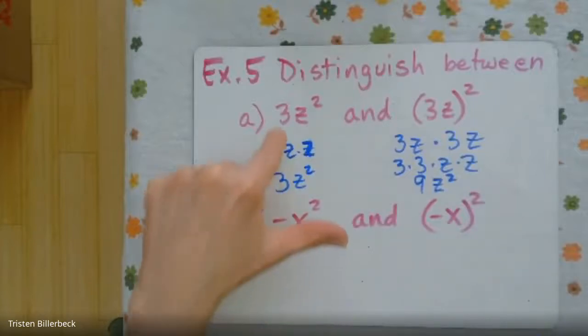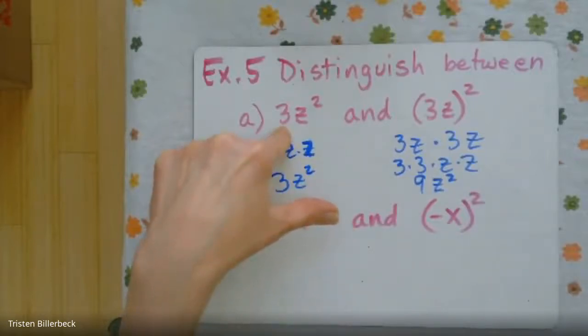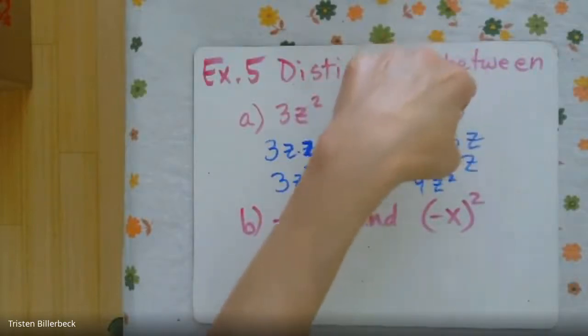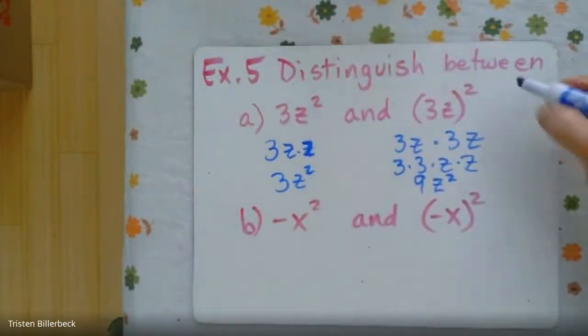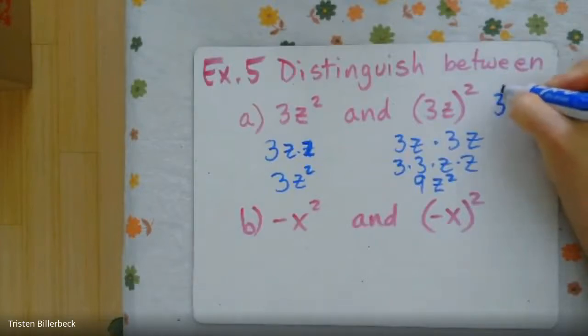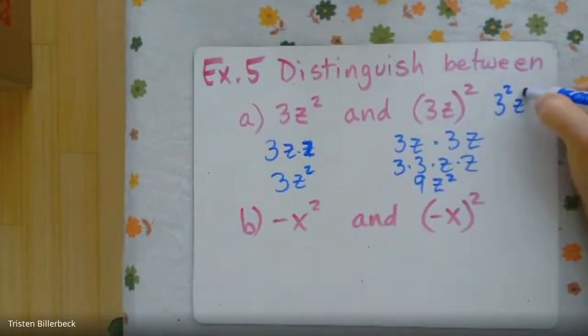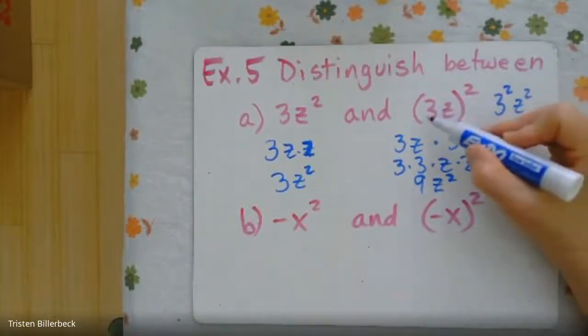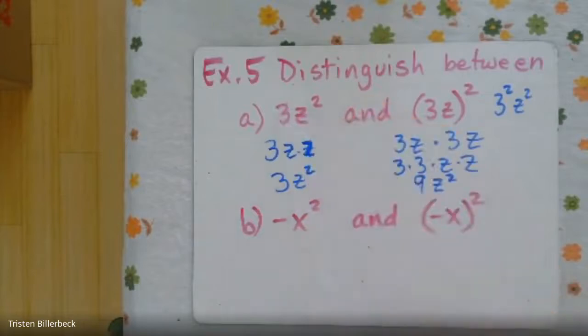Okay, so the difference is this 3 did not get squared. But when we have a quantity here, this square goes to both of them. So it's the same thing as 3 squared, z squared, if you want to think about it that way. You can think about it this way, but this 3 gets squared, this 3 does not. So what's going on down here when we get into this?